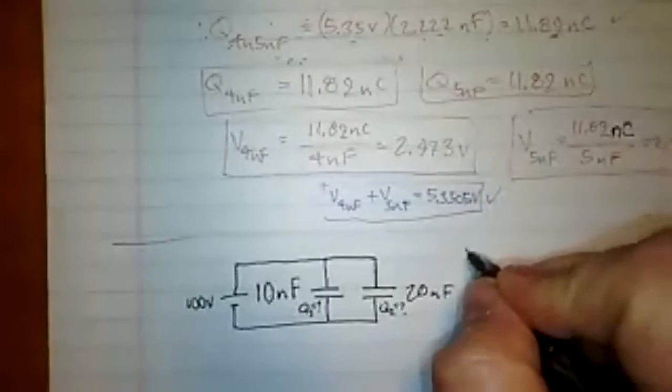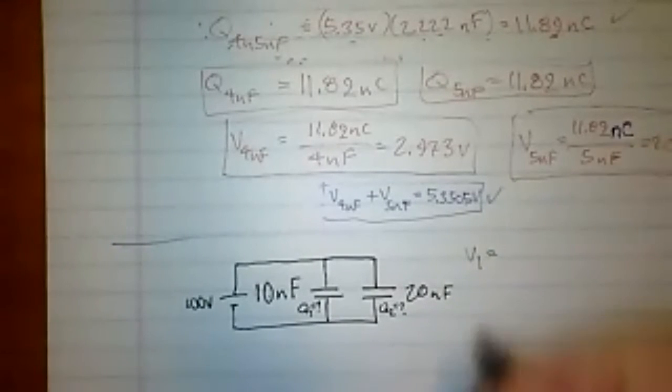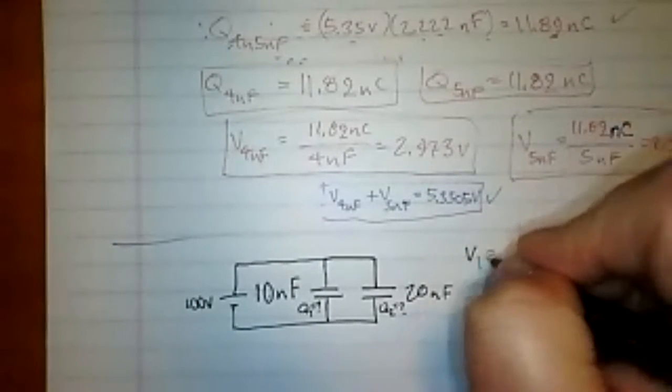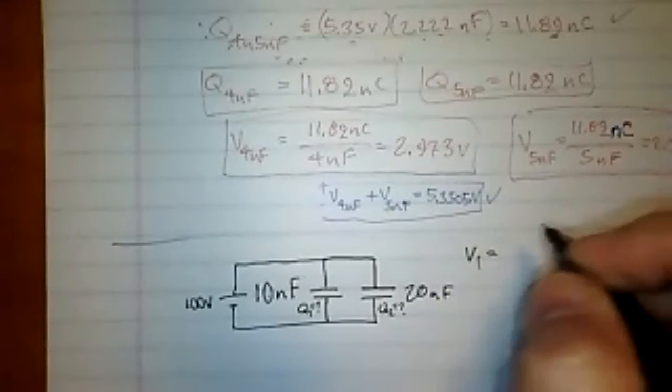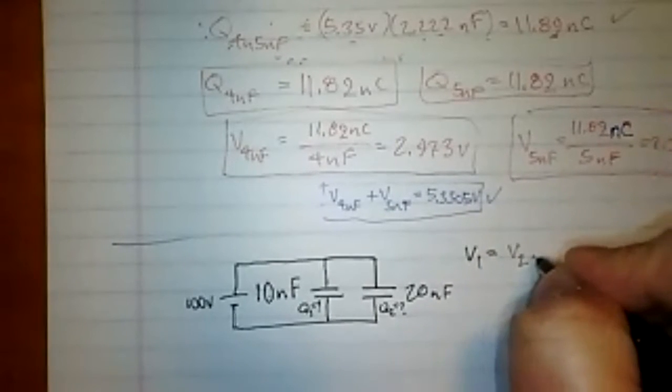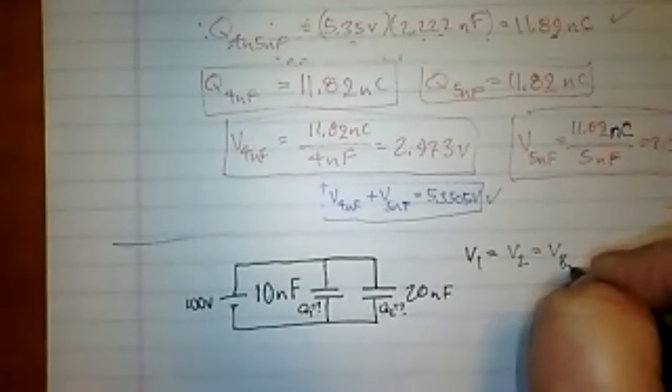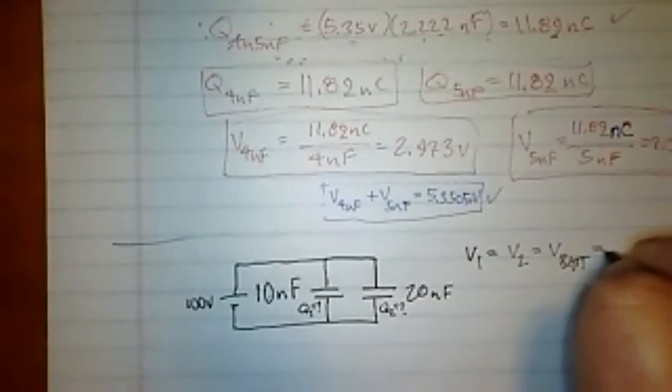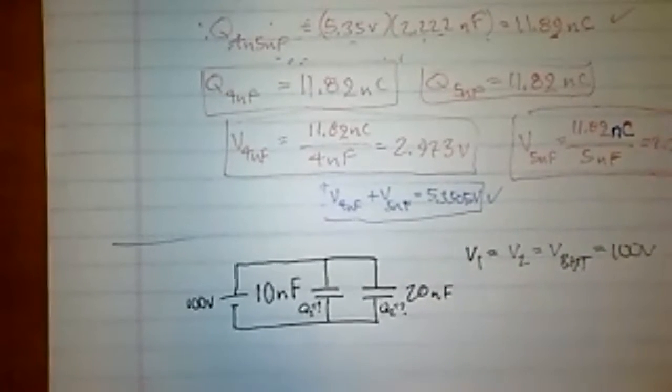So V1, I guess this pin's still not going to write. Just because I switched hands doesn't make it right. Well, maybe it will now. V1 is equal to V2 is equal to V battery, because they're in parallel, which equals 100 volts.